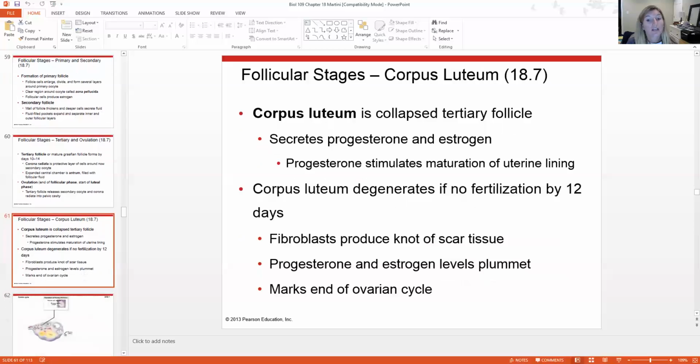It's just left there. It's secreting progesterone and estrogen, and it will degenerate if the egg is not fertile, if the oocyte is not fertilized by about 12 days later or so. Fibroblasts produce a little piece of scar tissue, progesterone and estrogen levels plummet, and that's the end of the ovarian cycle. And then it starts all over again.